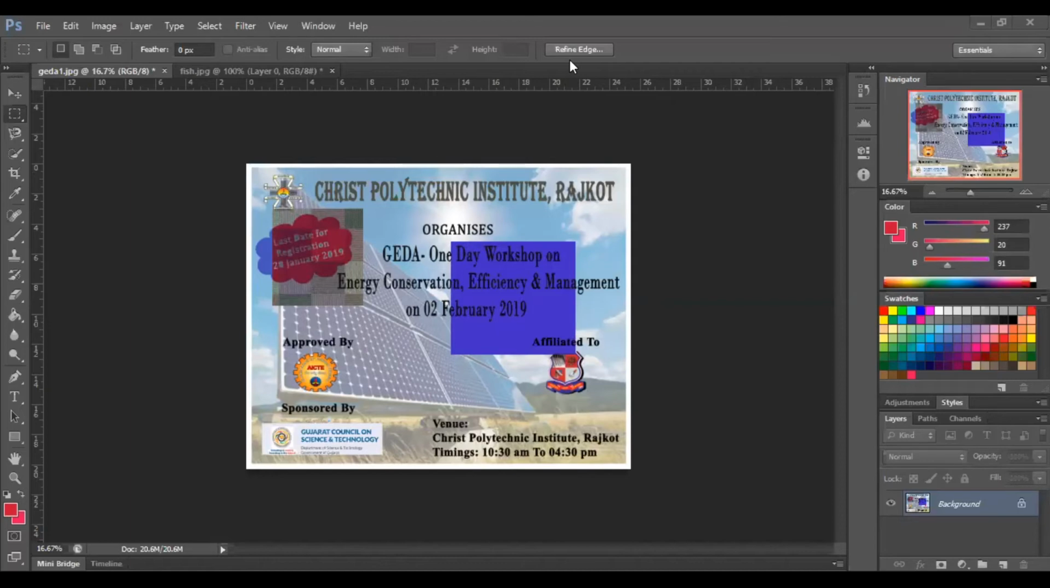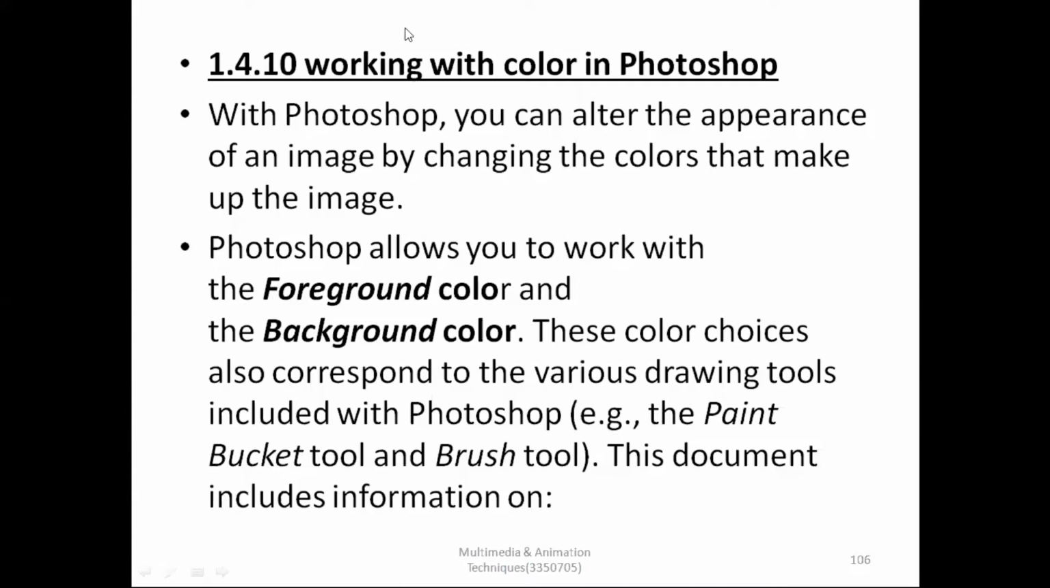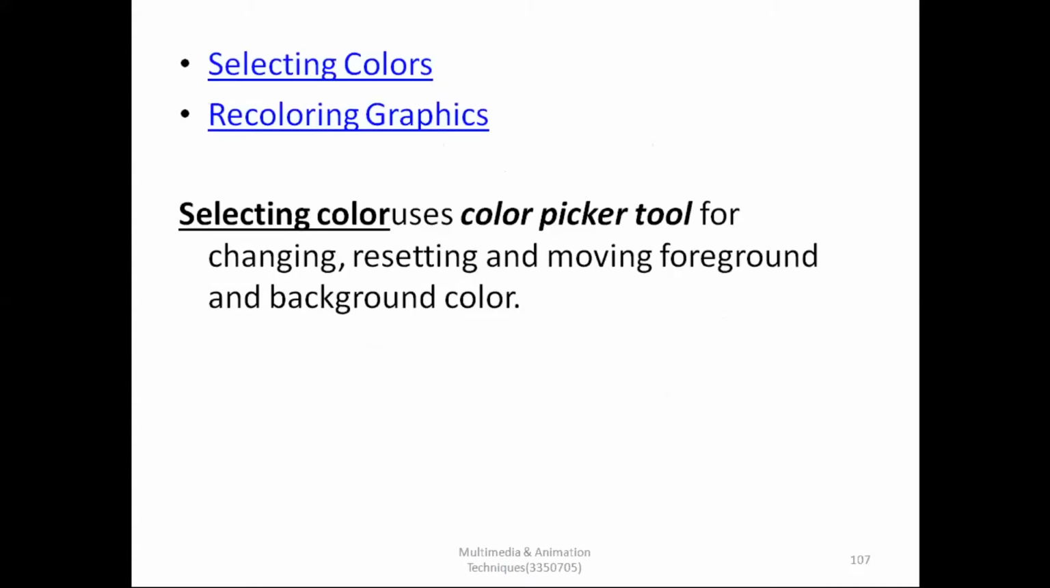Now see the theoretical points for that. See, working with color in Photoshop. See here, with Photoshop, you can alter the appearance of an image by changing the colors that make up the image. Photoshop allows you to work with the foreground color and the background color. These color choices also correspond to various drawing tools included with Photoshop. For example, paint bucket tool and brush tool. Here we have used paint bucket tool. Okay, this document includes information on selecting colors and recoloring graphics.